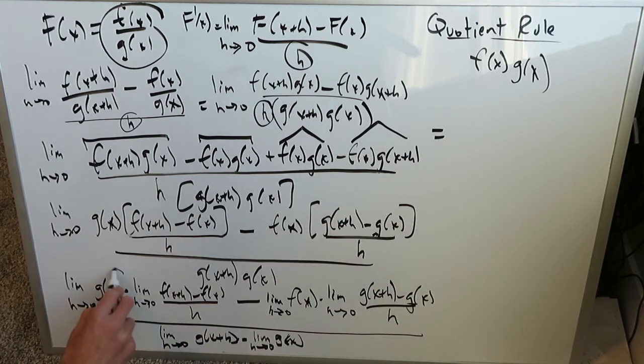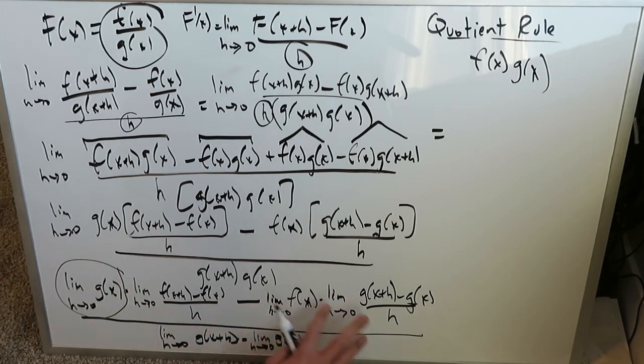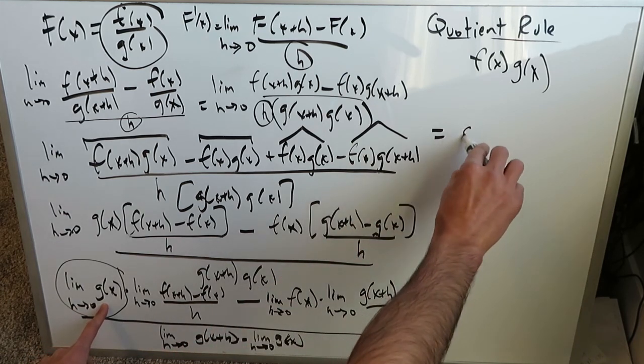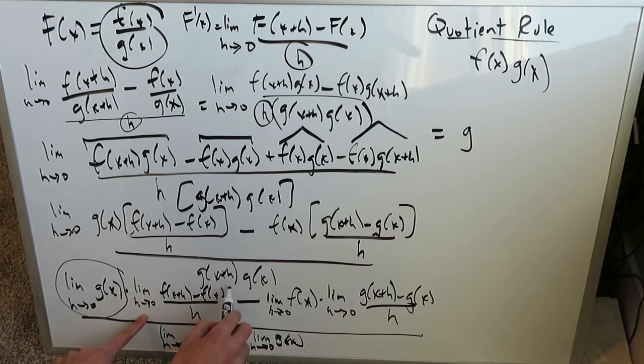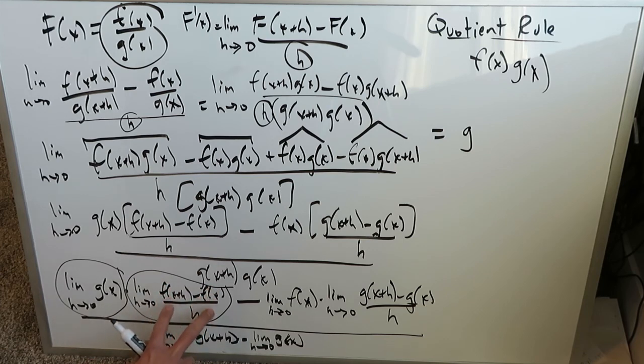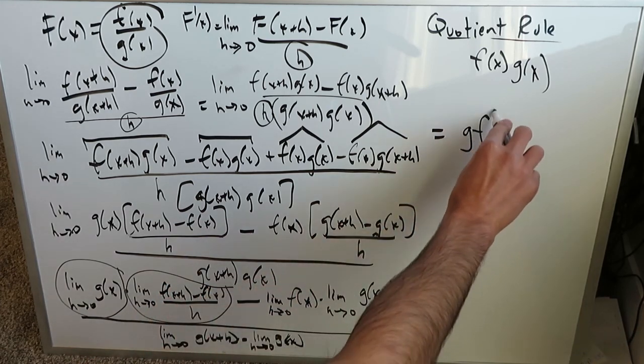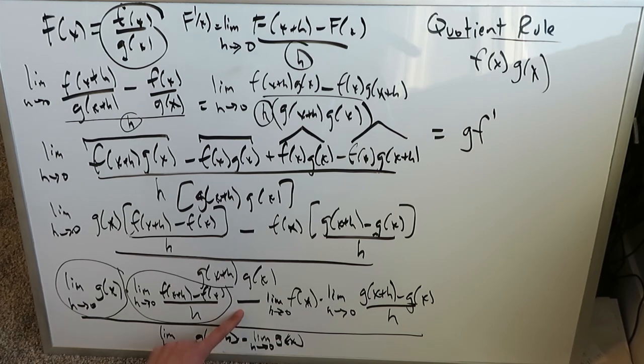When I'm looking at this part right here, limit h approaching 0, g of x, I'll make sure to verbalize everything so we can see what's going on and match it to my words. Limit h approaching 0, g of x becomes just a g. Then we have this part right over here: limit as h approaches 0, we have the basic definition of the f function derivative, which we can just write as the f function derivative.